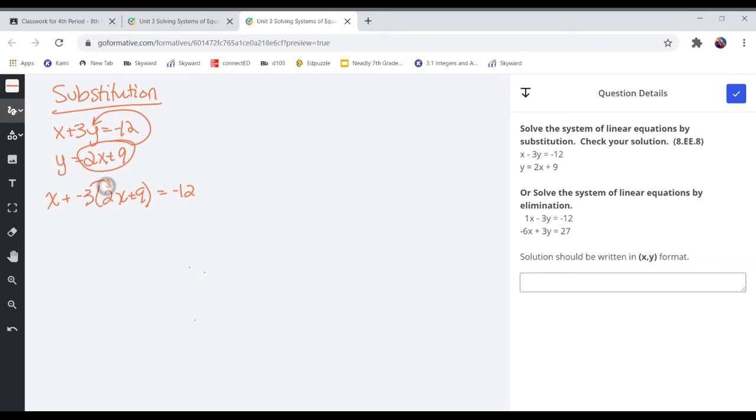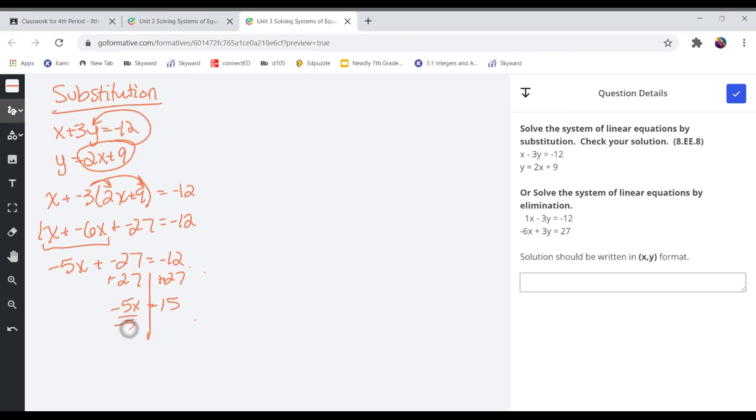So I need to distribute this negative 3 to the 2x and to the 9. x plus negative 6x plus negative 27 equals negative 12. I want to combine my like terms on the left side. I'm going to put an imaginary 1 in front of that x. That's negative 5x plus negative 27 equals negative 12. I'm going to extend my equal sign and add 27 to both sides. Negative 5x equals 15. Divide both sides by negative 5. Get x equals negative 1.